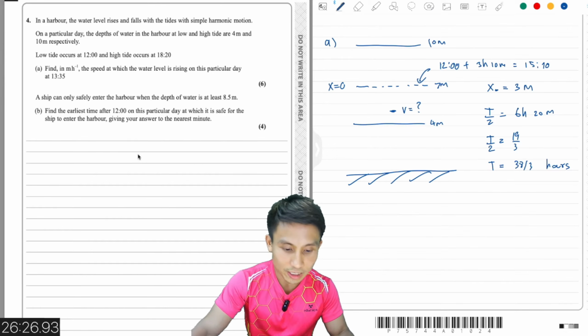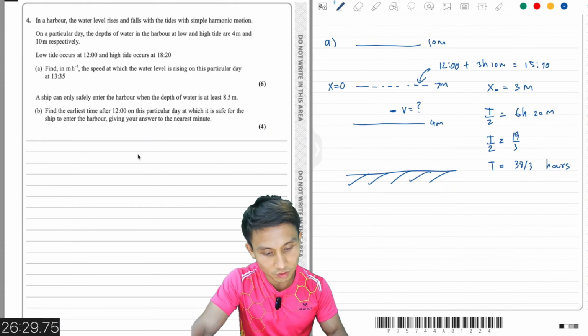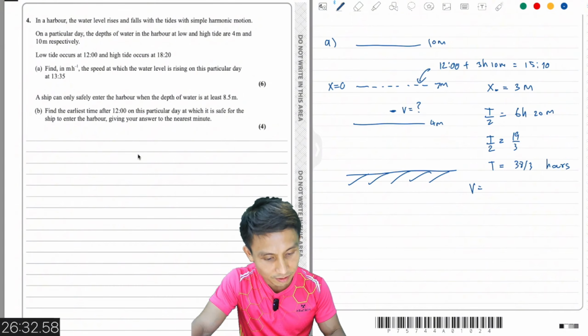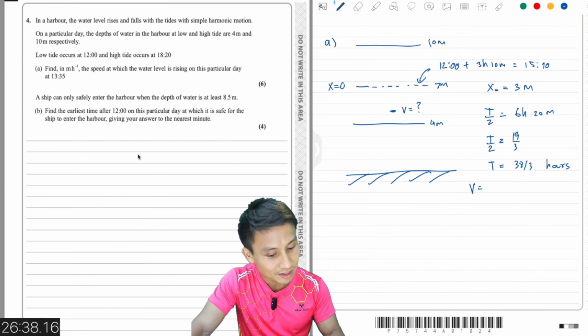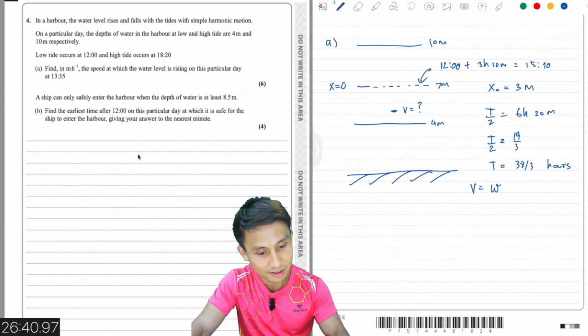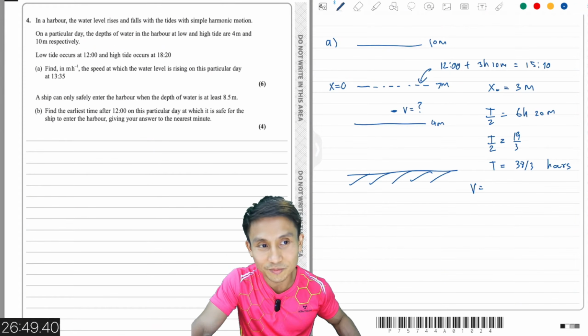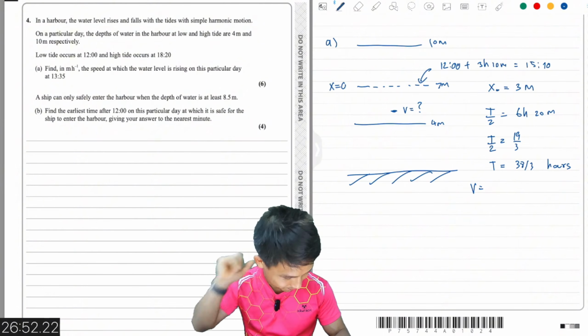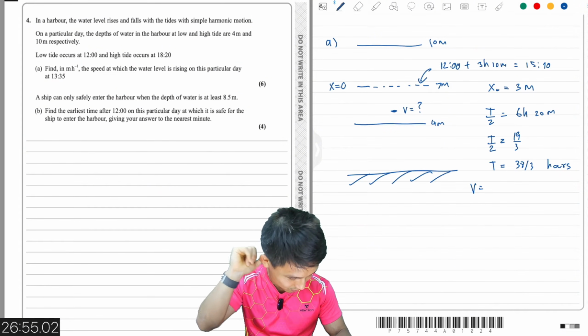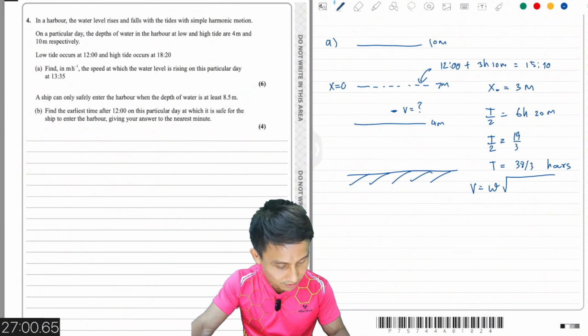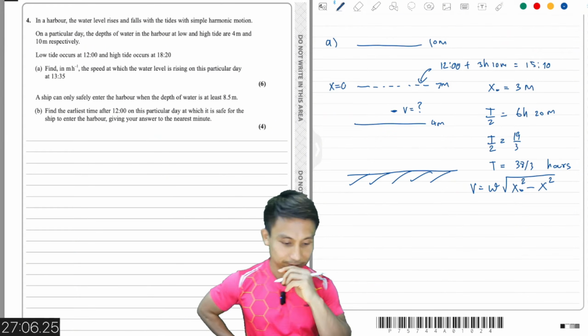Now we know the equation, right? If we know the location, we can find the speed. What is the formula for speed? Is it omega...? I actually forgot the formula. I need to look. Is there a formula here? No, I probably need to recall. Okay, let me just try to recall. I think it's omega times the square root of amplitude squared minus displacement squared. Yeah, that's the formula there.